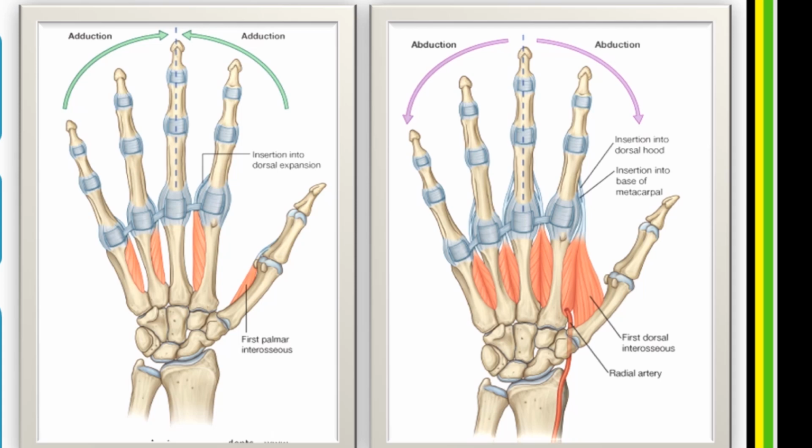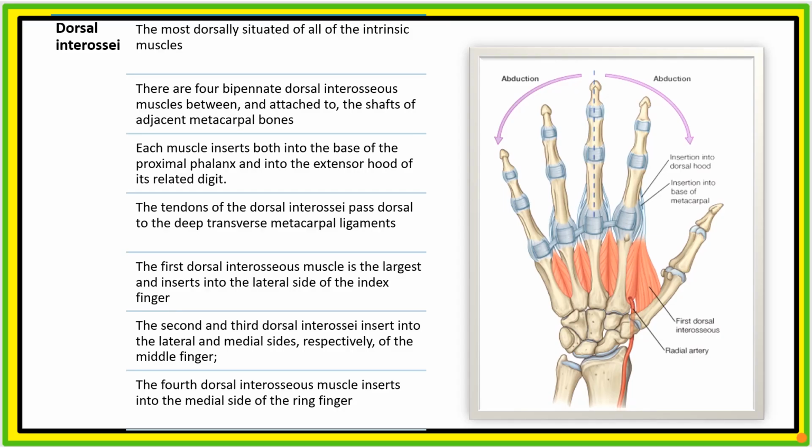These interossei muscles, as we also noted in the previous slides, alongside the lumbrical muscles, are involved in movements of flexion at the metacarpophalangeal joint and extension at the interphalangeal joint. We'll take the dorsal interossei in more detail. These again are the dorsal interossei.